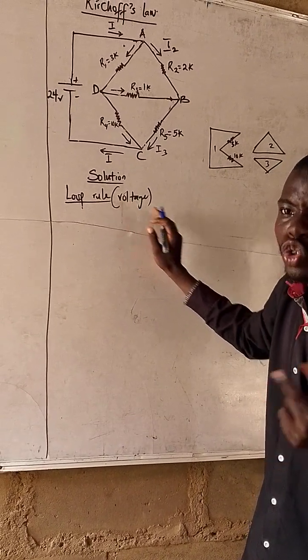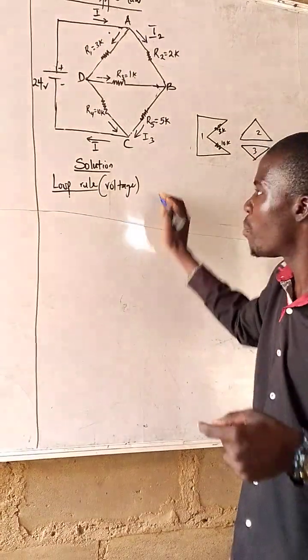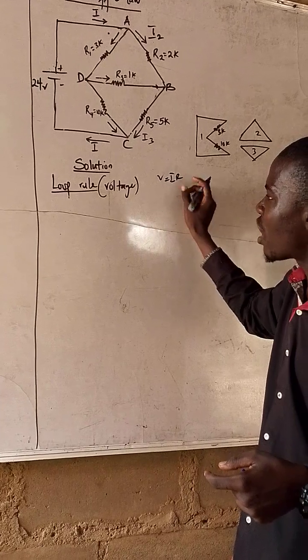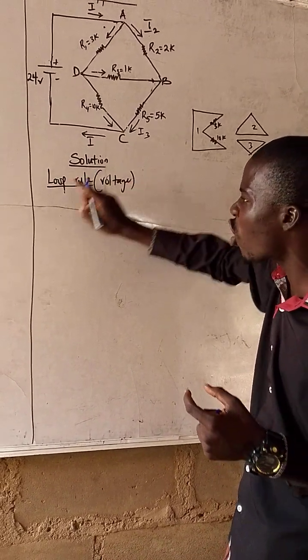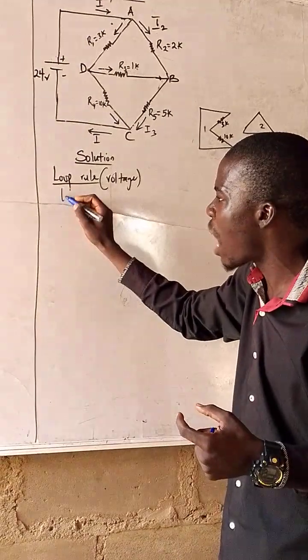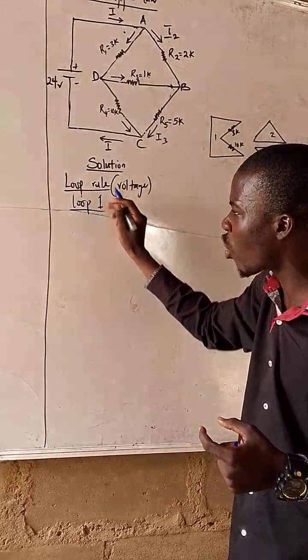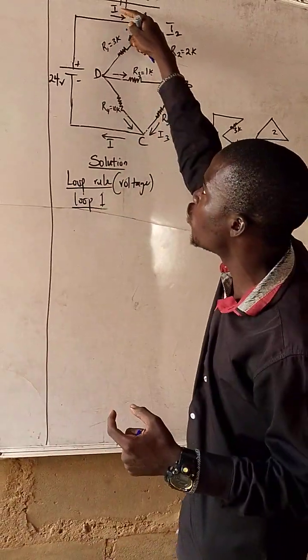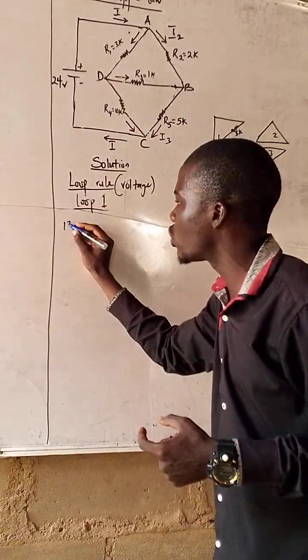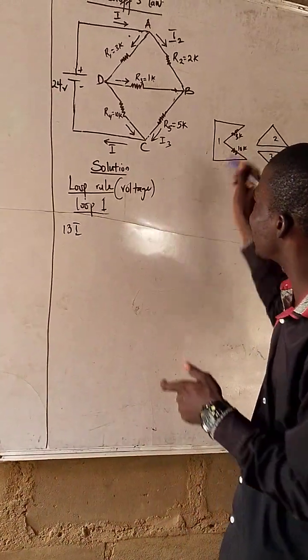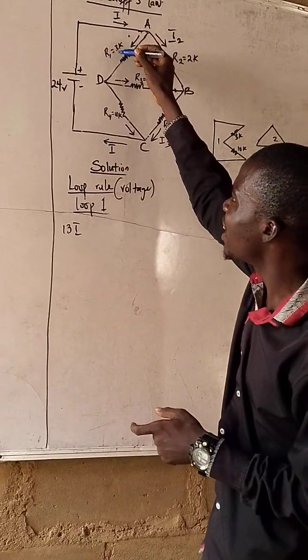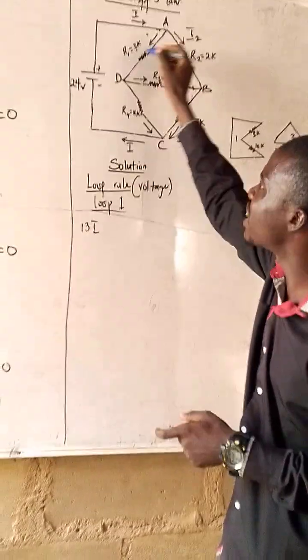I'm doing voltage, so I will multiply it with current, because V equals IR. I've calculated my total R, so I'll need to multiply it with the current. What's the current? Because I'm doing loop 1 now. What's the current of loop 1? The current of loop 1 is capital letter I. So the answer is what? 13I. Now, you will note that this 3K is shared with the 2nd loop.